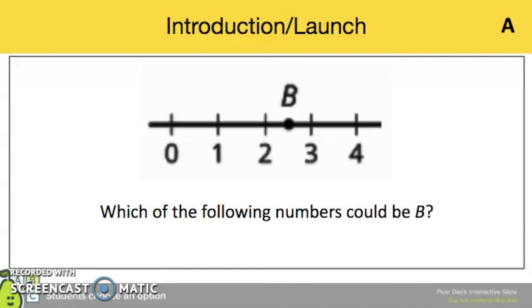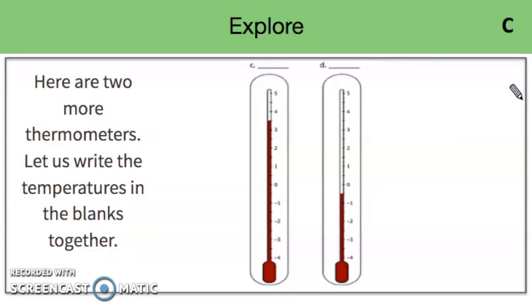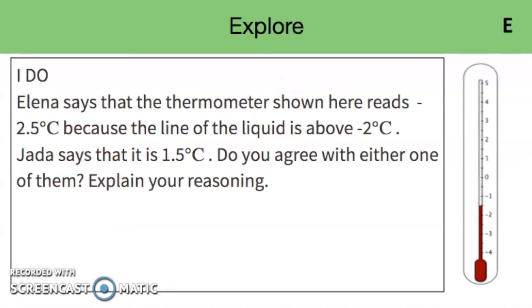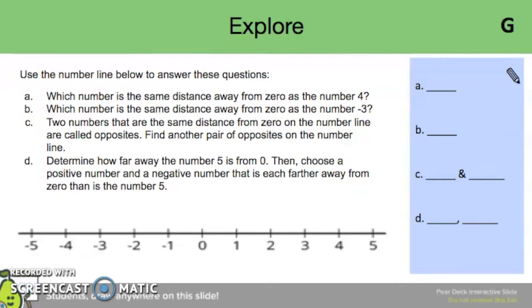For the explore, you can divide it into the workshop model into an I do, we do, you do. You can also split up the 2 word problems into an additional I do and you do, in which you provide students a sentence starter in which they only have to write in the numerical value of the temperature and indicating that cooler means less, that you want them to subtract. Additionally, you can have students do the additional explore, in which they answer the following questions.